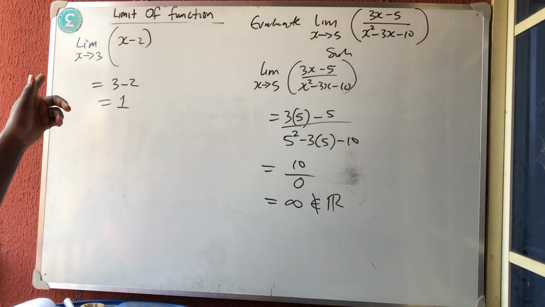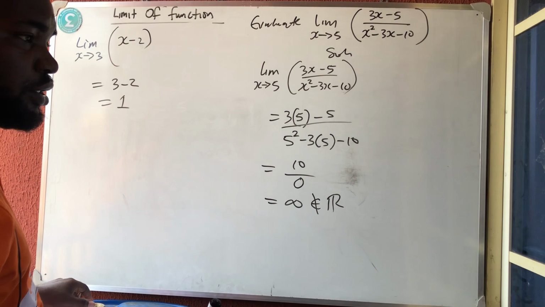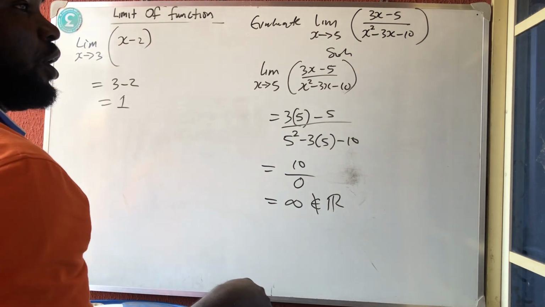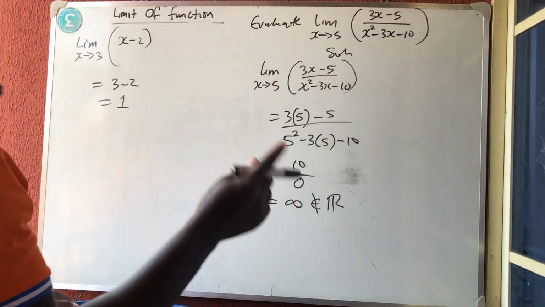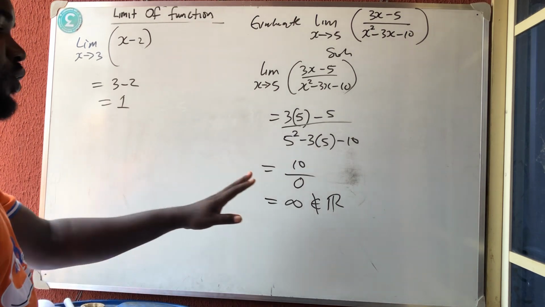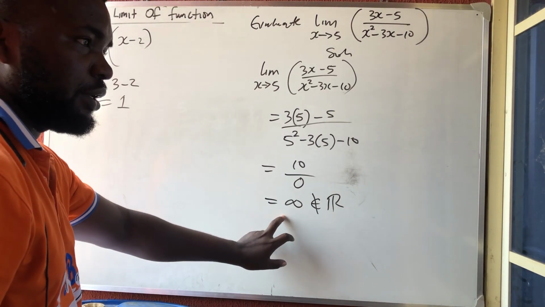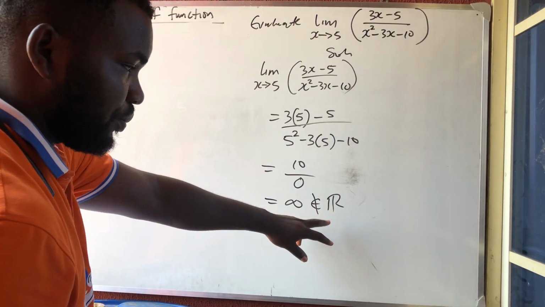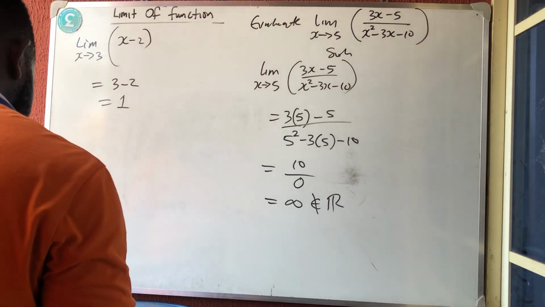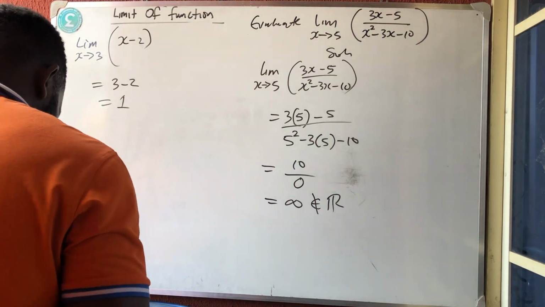But for the other one we did, if you have 0 over 0, it's indeterminate, but there's another solution to it. But this one, the limit exists at infinity, it does not exist in the reals. Please note that. Okay, so the next one we are going to solve.